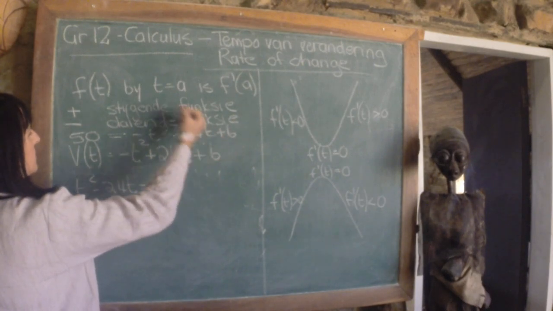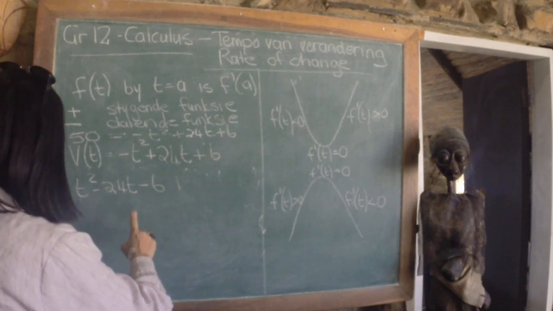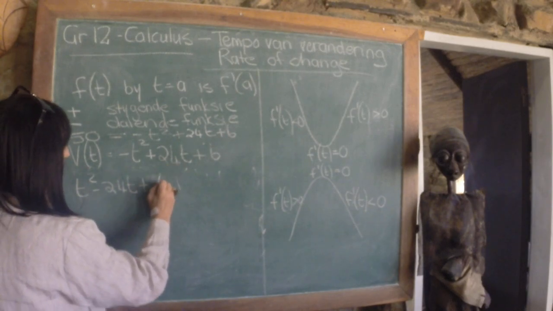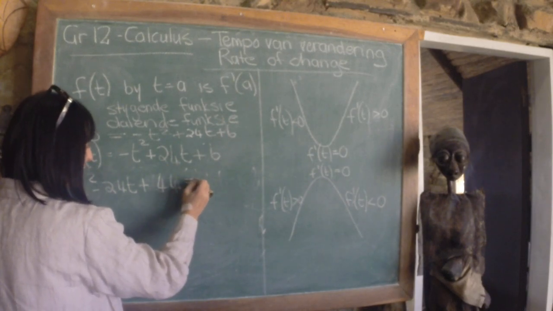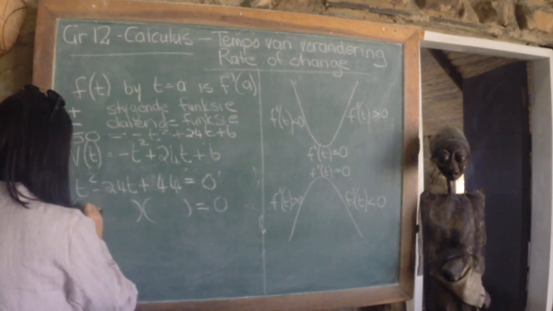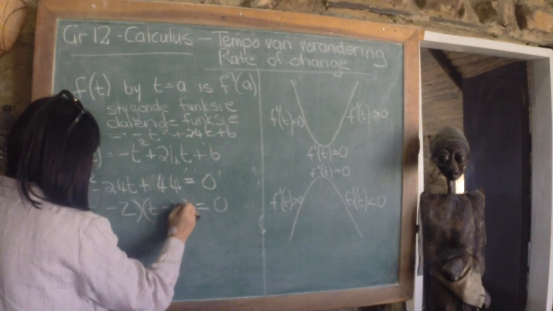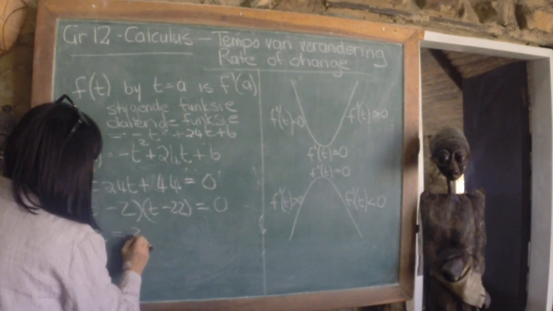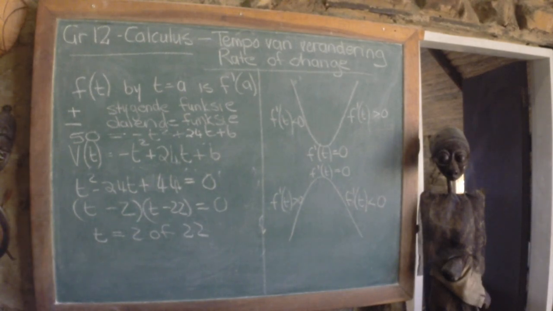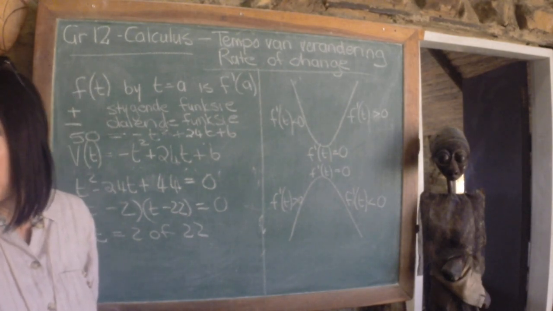If you bring that over, it becomes negative, so my answer is going to be plus 44, not 42, and if you factorize that, it's going to give you (t minus 2)(t minus 22). So t equals 2 or 22, that means after 2 hours there was 50 liters in the tank, and then again after 22 hours there was 50 liters in the tank.